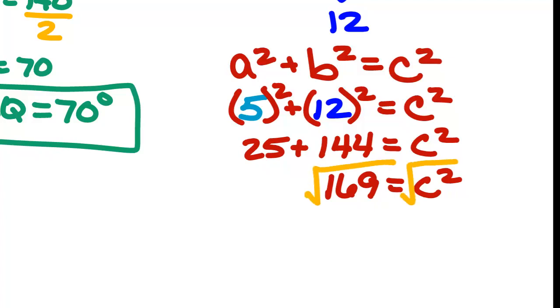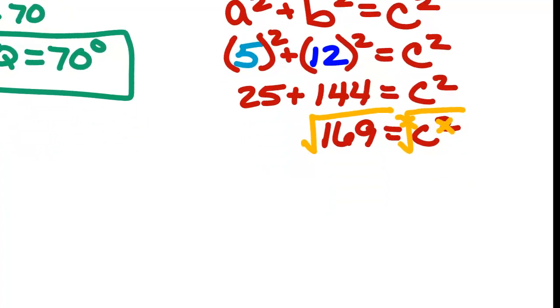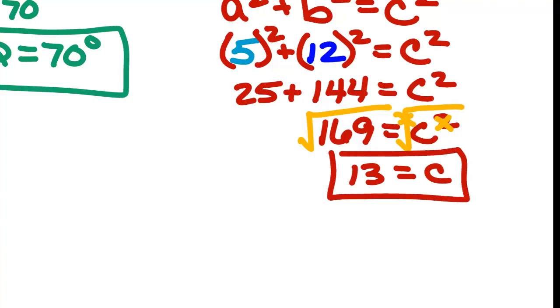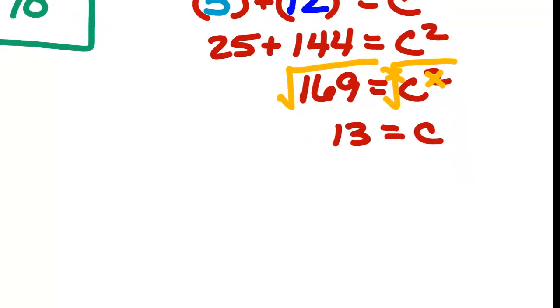Square root it. If you do it to one side, you've got to do it to the other. The squared and square root cancel out on the right. What is the square root of 169? 13. This is one of my Pythagorean triples. This is a 5, 12, 13. And what was c representing for us? PR, the hypotenuse. So 13 is equal to PR.